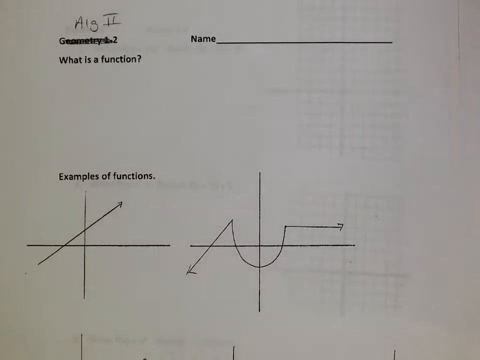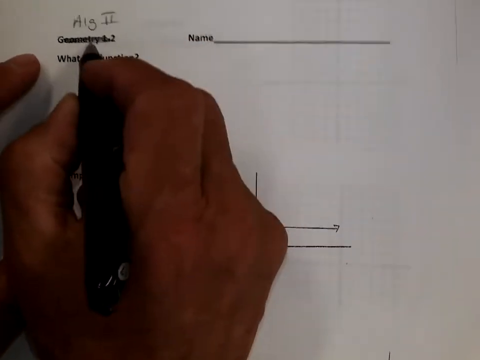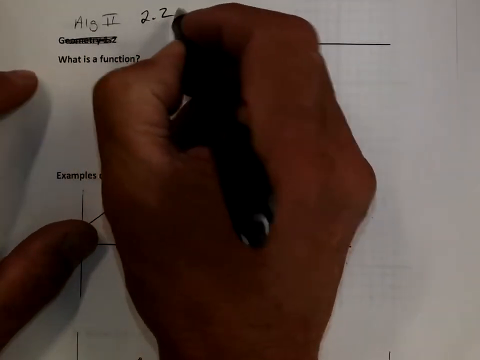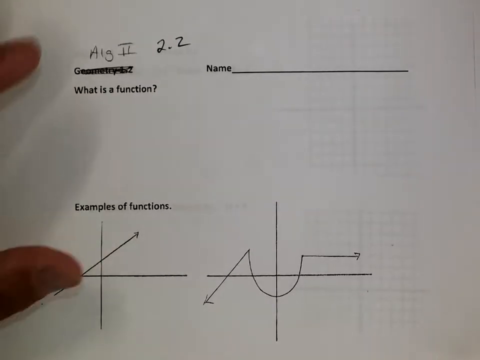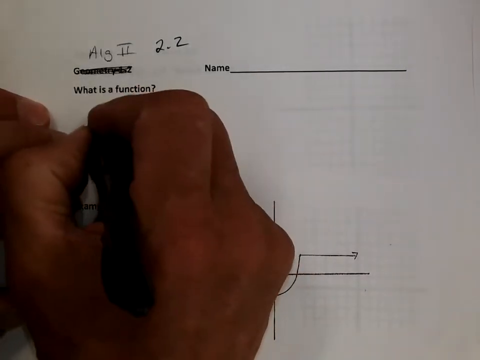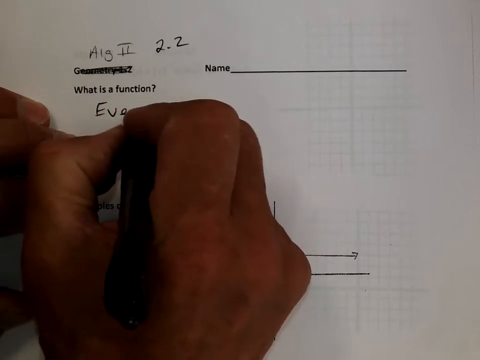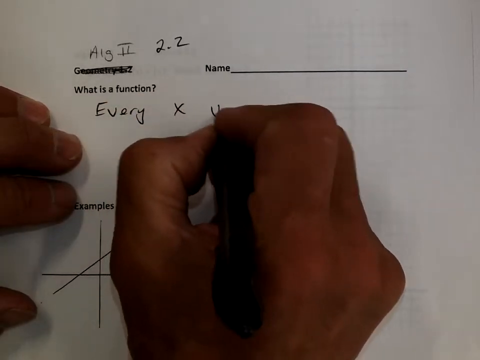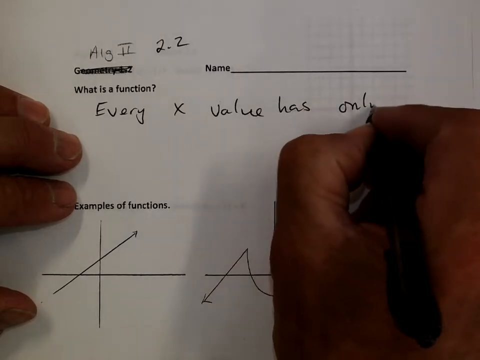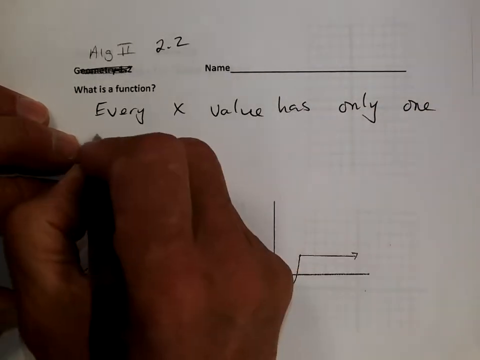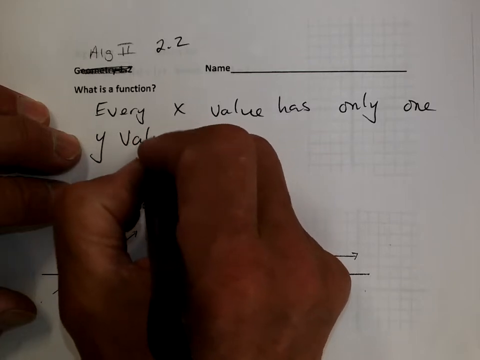So today's lesson is actually 2.2 in Algebra 2. So before we do anything, let's go back to what a function is, okay? So what is a function? It's where every x value has only one y value, okay?